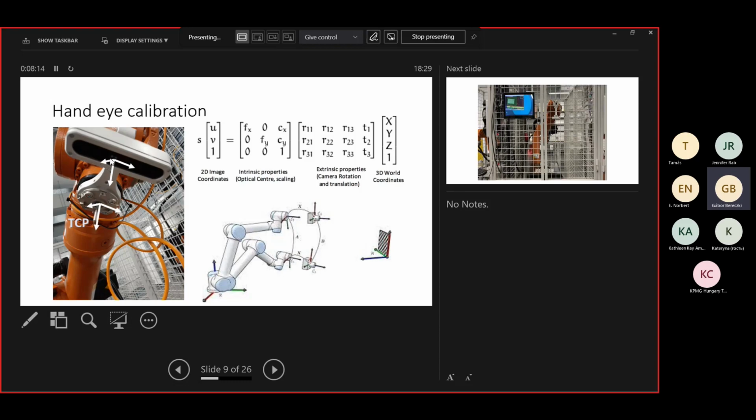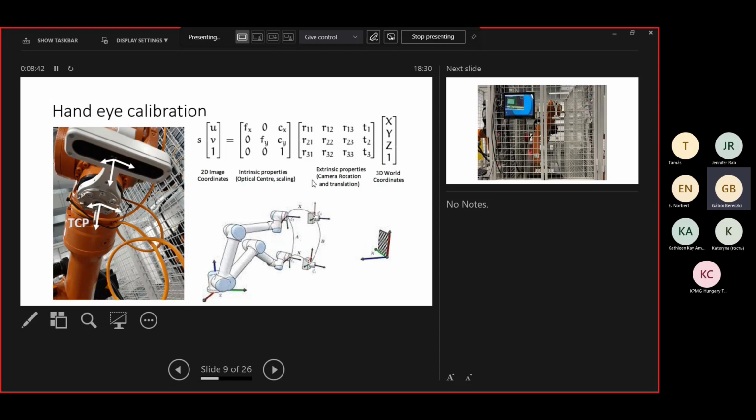However, the robot doesn't know where the camera is looking. The camera has its own coordinate system. We have to find the parameters that translate from the camera coordinate system to the robot coordinate system. This is the camera matrix equation. Not really important. These are the image coordinates, and these are the real world coordinates. These are the optical parameters, and these are the external, the rotation and translation parameters.